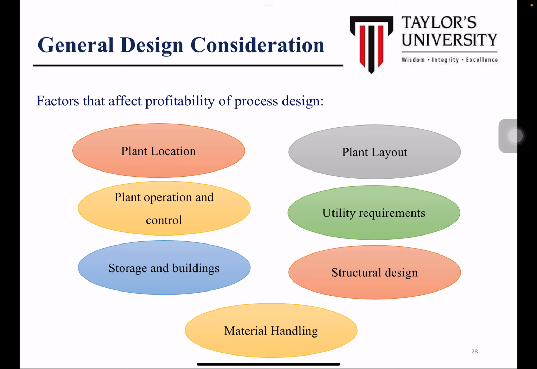Okay, plant operation and control. So how are you going to do the shutdown and start-up of your processes? What are the various utility requirements, hot and cold, for example, steam, water, refrigerant, okay, any fuel. So all this comes under utility. Your structural design for your equipment, storage and buildings, maybe because you also need to have an office area, storage area, raw materials and finished products. How do you handle your material inside your plant? How does the material move from one place to another inside your plant?